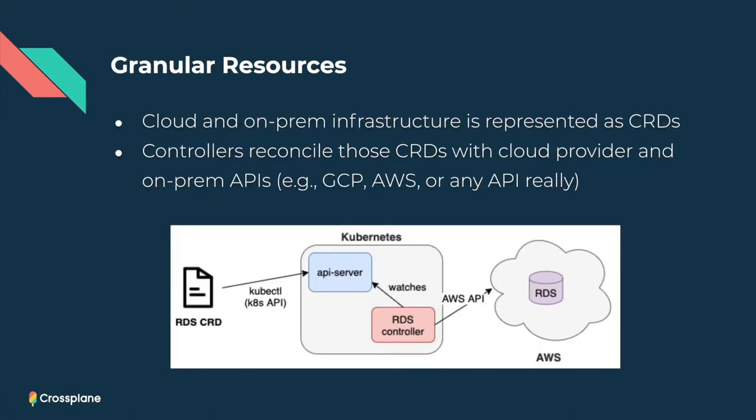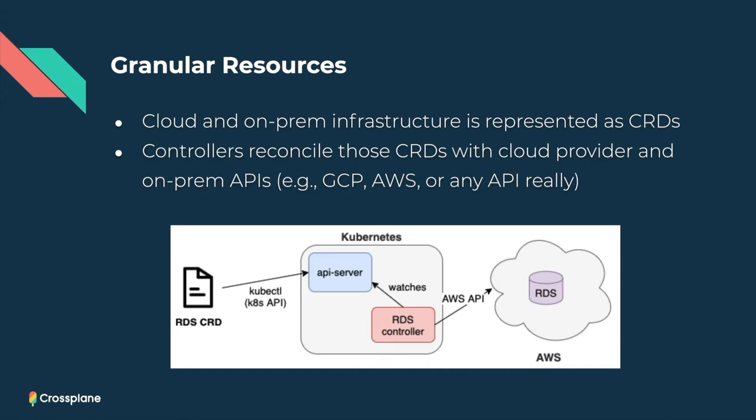Crossplane manages granular resources for both cloud and on-prem infrastructure, as represented as CRDs. Controllers, which we call providers, are written to plug into Crossplane with these CRDs and interface with any API-driven system to enable you to provision infrastructure or any API-driven resource through the Kubernetes control plane. What this means is that as a platform operator, you would create an RDS resource, submit it to the API server.